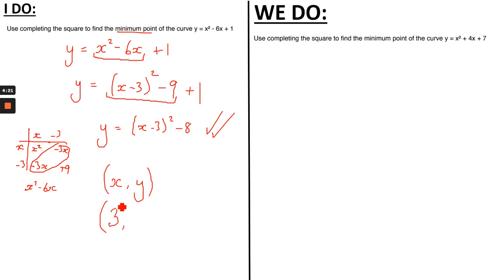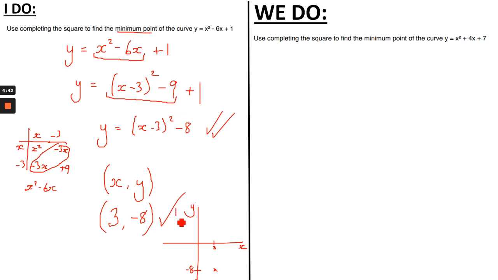Now, when x is equal to 3, if you put x equals 3 into this, your y value is just going to be negative 8. And that is the minimum point. So what that means is if you've got your graph like this, the lowest value is when x is 3 and y is minus 8.